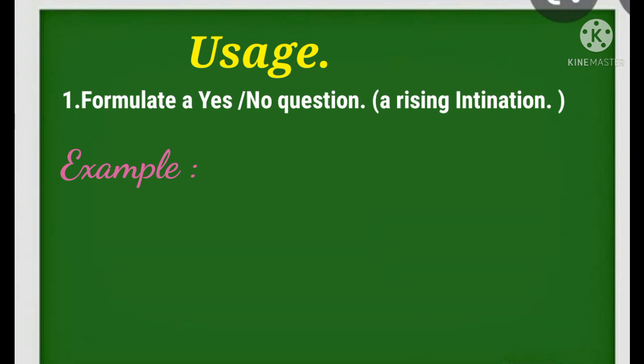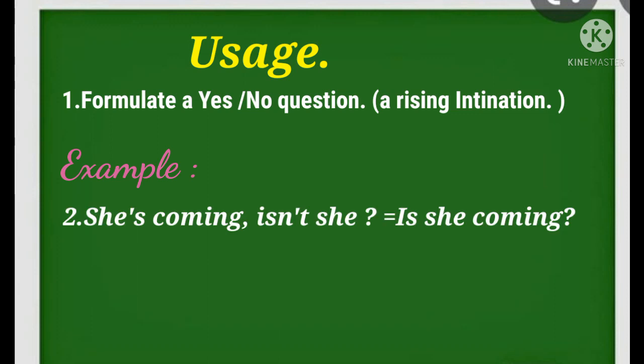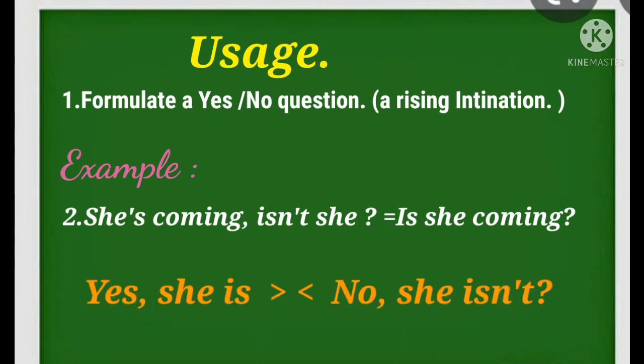Let's look at another example. She is coming, isn't she? Is the same as asking a question, is she coming? Again, you expect either a yes or no answer. Yes, she is. Or no, she isn't.